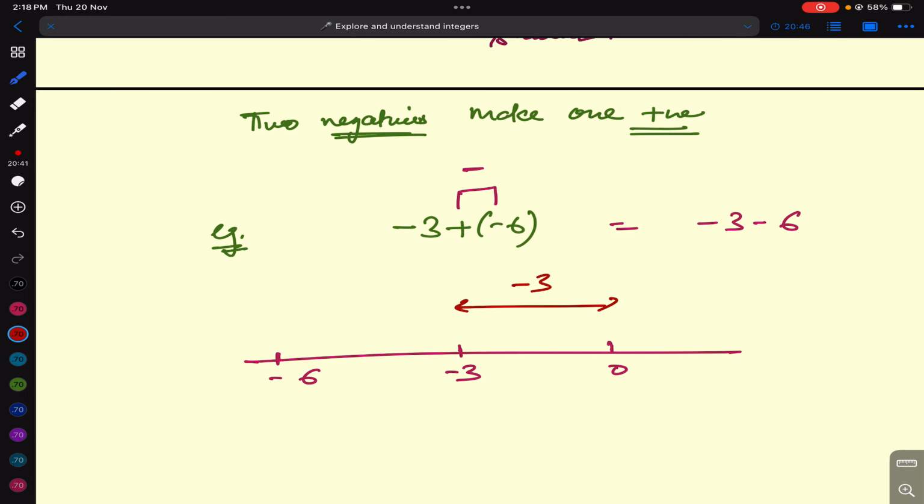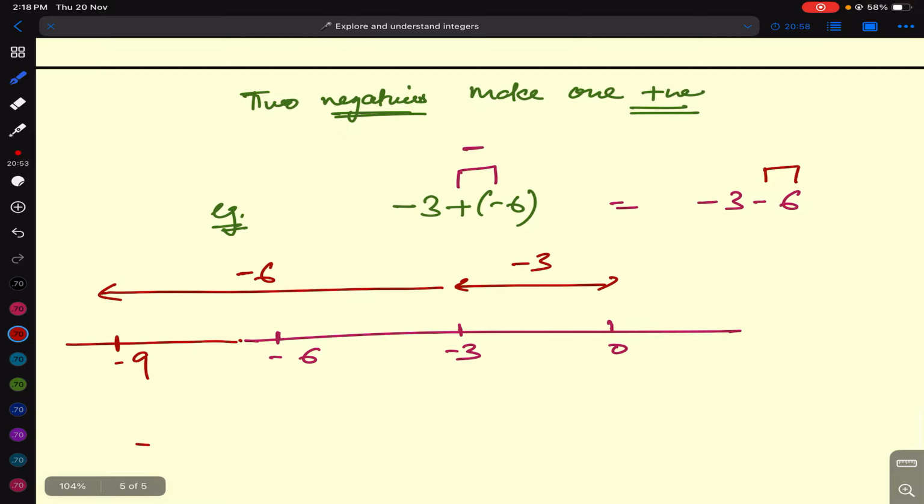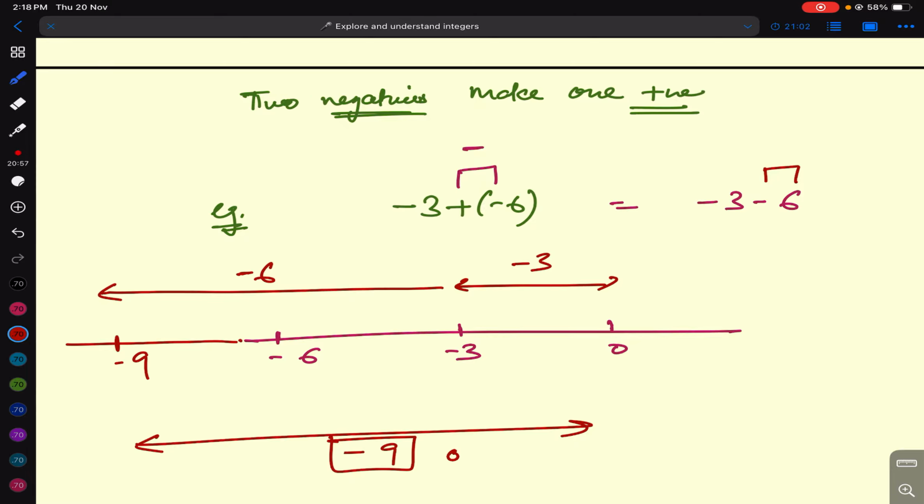And then you're still moving 6 units to the left. So that means you're further going 6 units. Correct? So that is, let's say if this is -9. So you have got the total of 9 units on the left. Okay, so the answer here is negative.